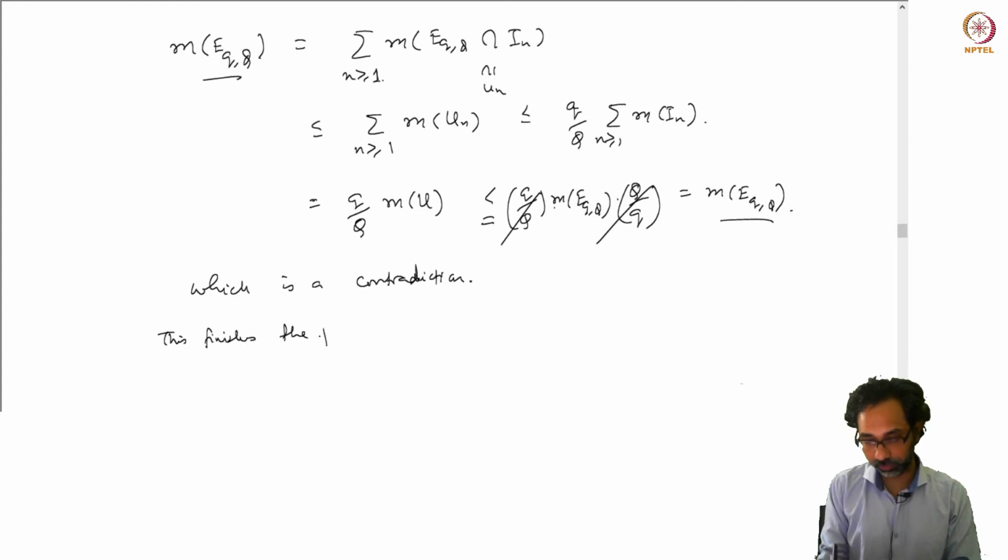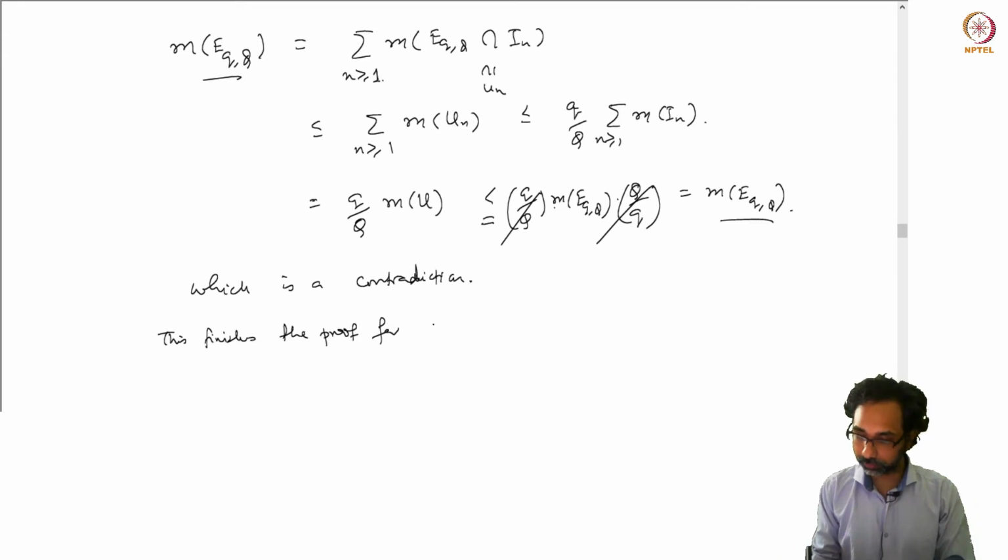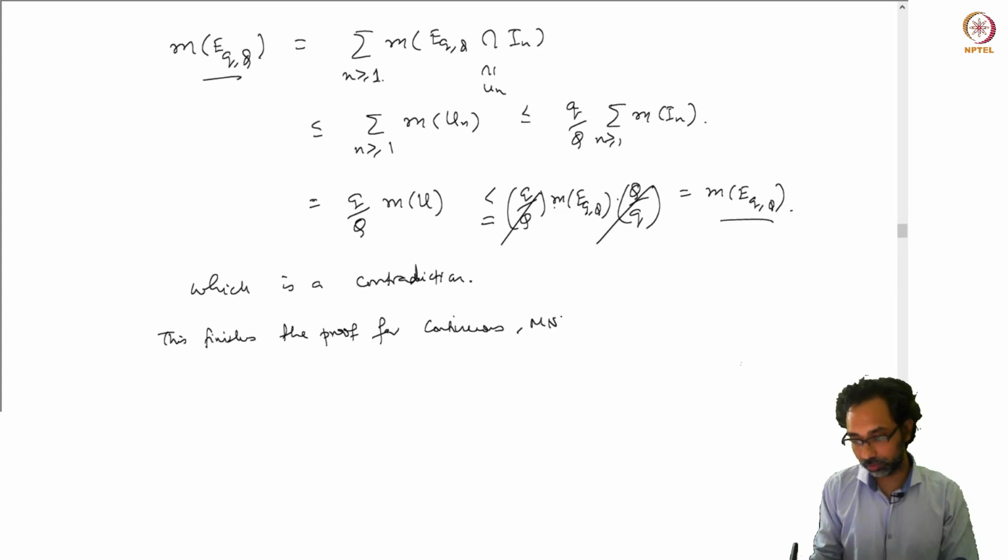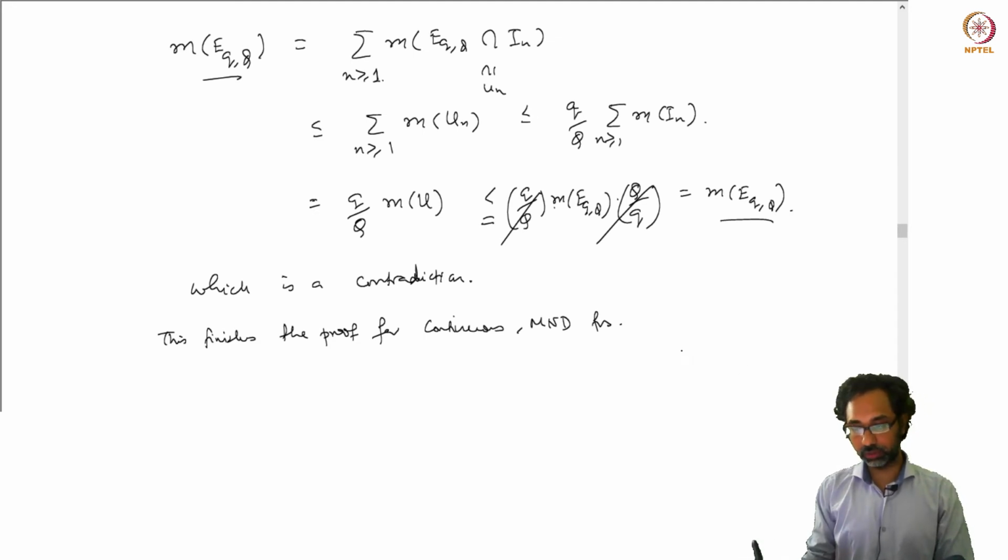So this finishes the proof of the differentiation theorem for continuous monotonically non-decreasing functions. It establishes the almost everywhere differentiability for such functions. And now I am just going to state what happens for monotonically non-decreasing functions which might have discontinuities.